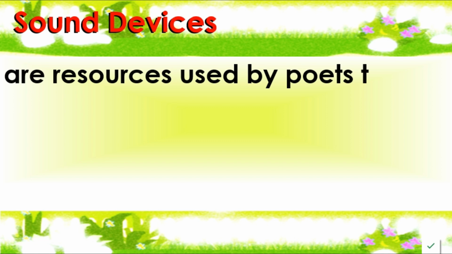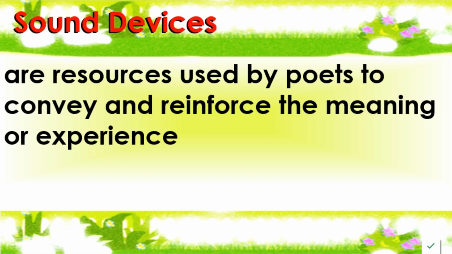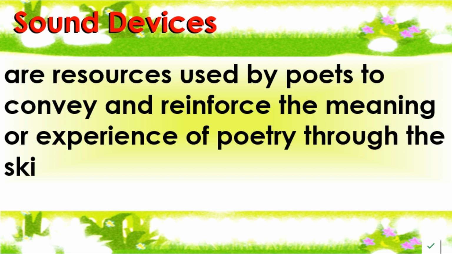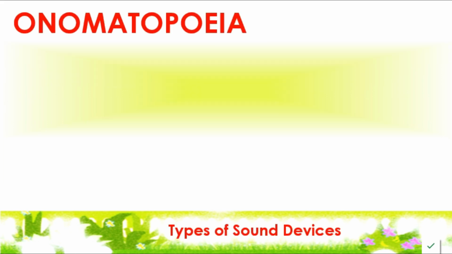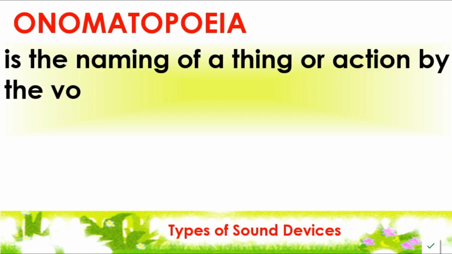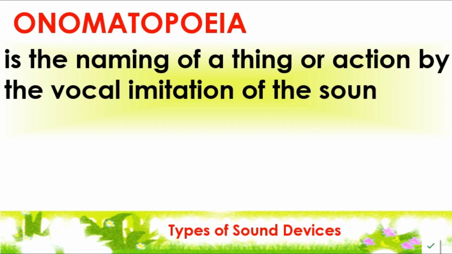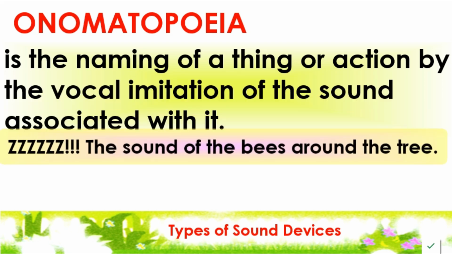Now, let's proceed to sound devices. Sound devices are resources used by poets to convey and reinforce the meaning or experience of poetry through the skillful use of sound. The first type of sound device is onomatopoeia. It is the naming of a thing or action by the vocal imitation of the sound associated with it. Zzz, the sound of the bees around the tree.